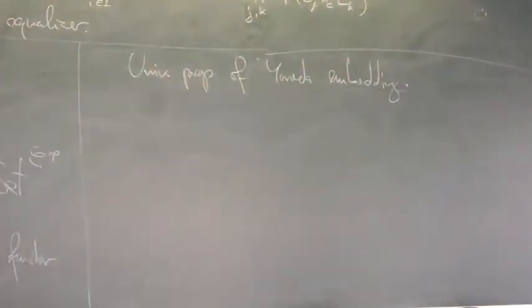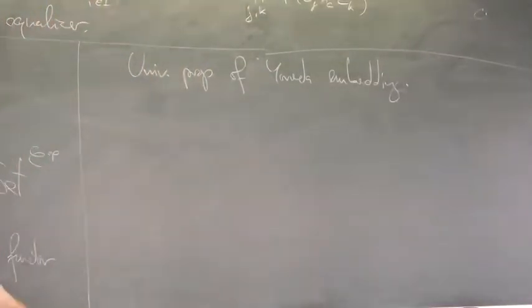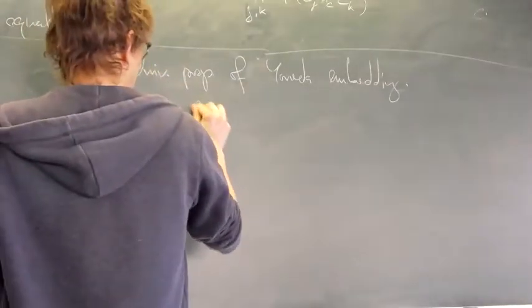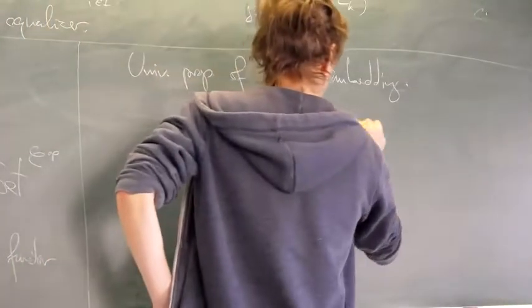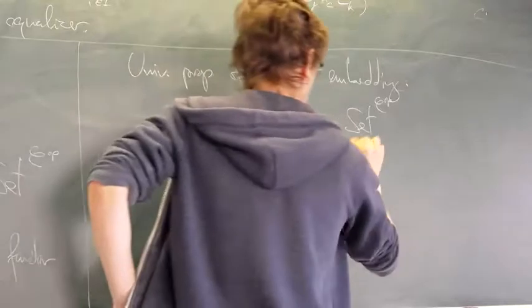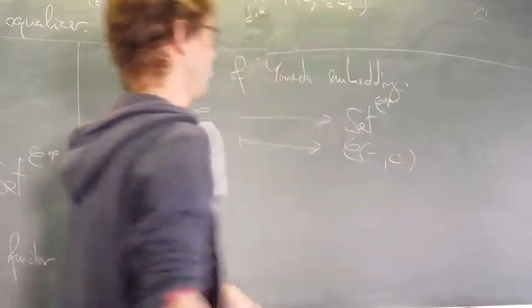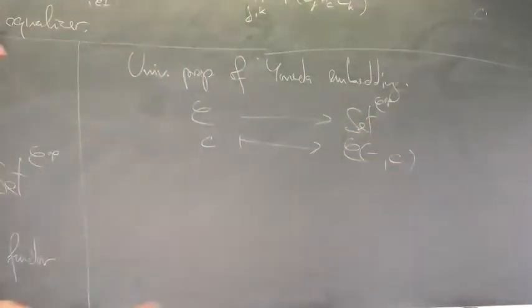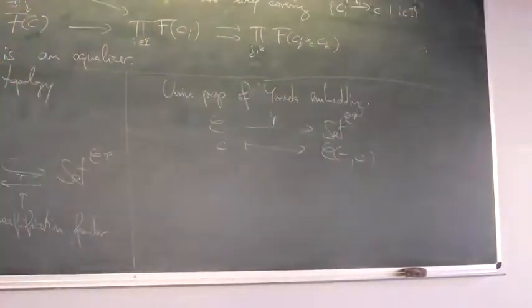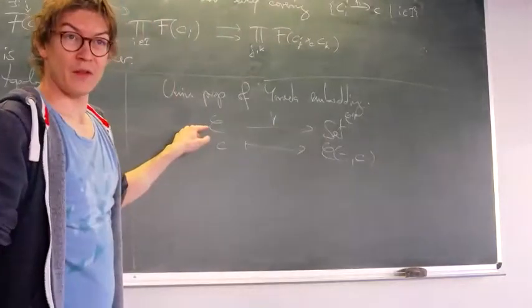So, who knows the universal property of the Yoneda embedding? Which one? Yeah, right. So, the universal co-completion thing. Okay, so what is this? We have a category C. We can map it to the contravariant functors on C by just sending an object to the functor it represents. So it represents like this. And C should be a small category for this.